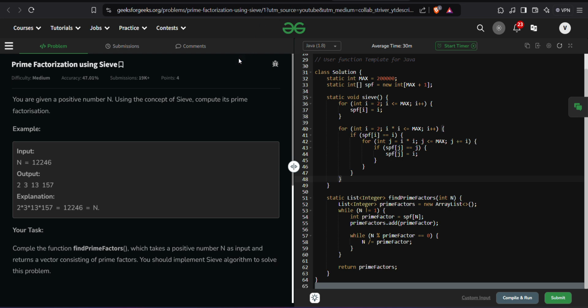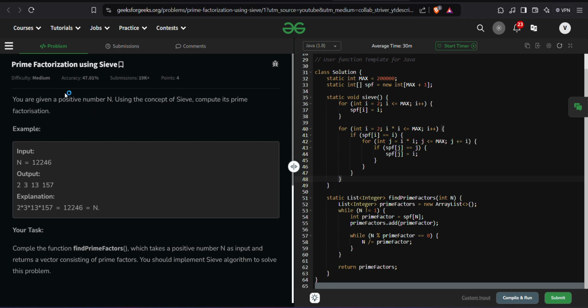Welcome back, guys. Today's question is prime factorization of a number using the Sieve of Eratosthenes algorithm. In the previous video, I talked about the classical Sieve of Eratosthenes to find how many numbers from the range 1 to n are prime. And we could actually use this to determine the prime factorization of a particular number.